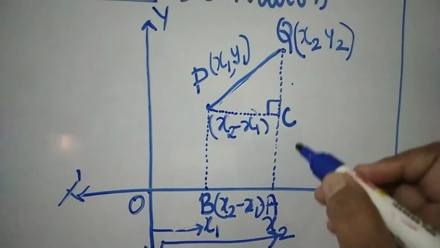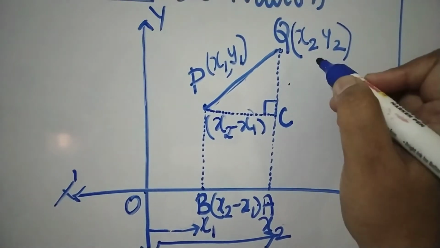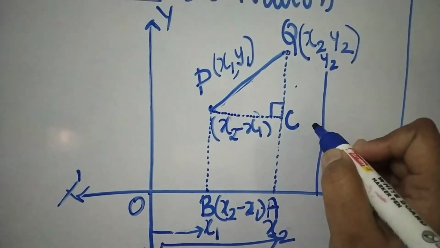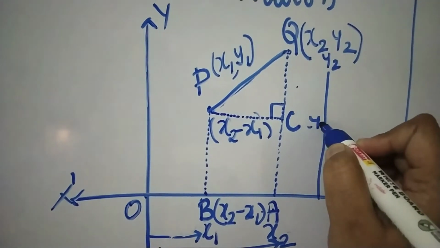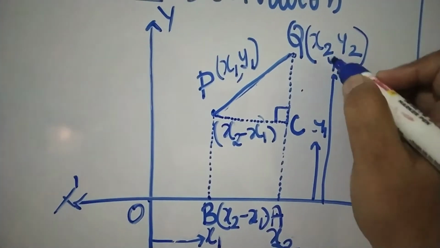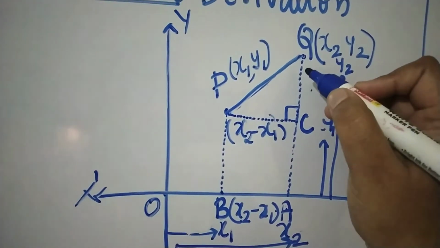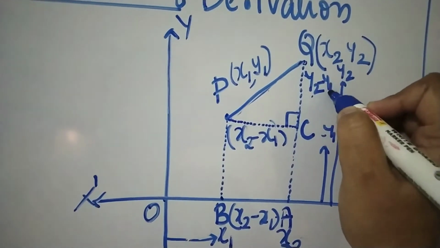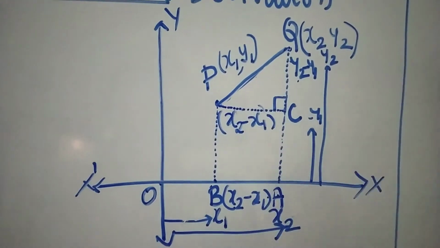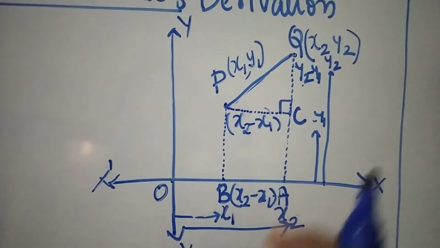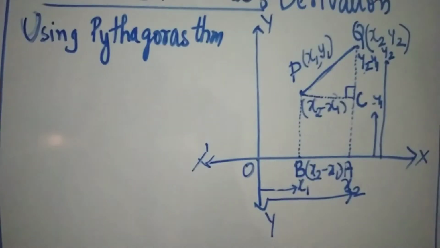Now in the same way, the whole distance is y2, and up to C it is y1. So the distance between Q and C is y2 minus y1. So using the same thing, I hope this picture is clear to everybody. Now using the same in Pythagoras theorem.